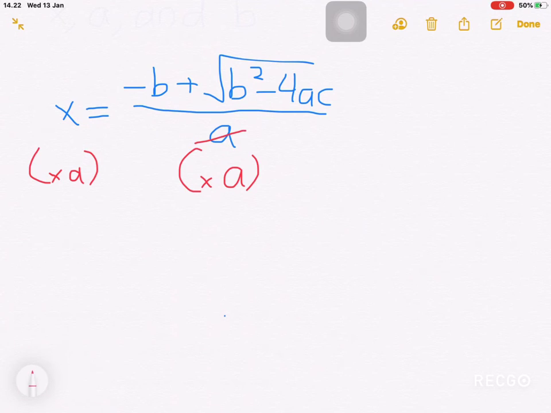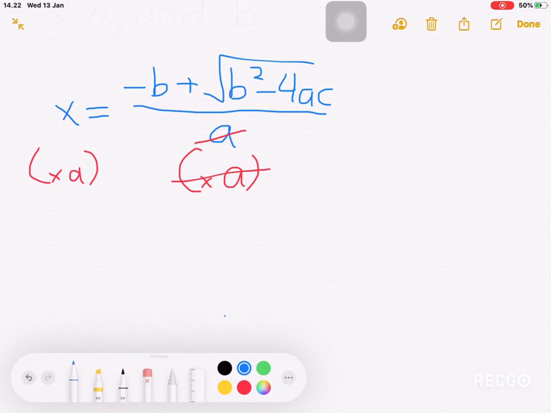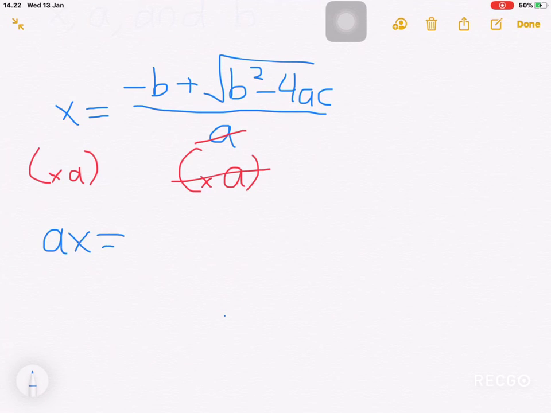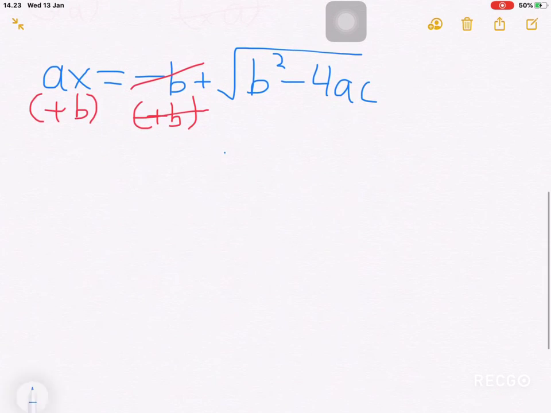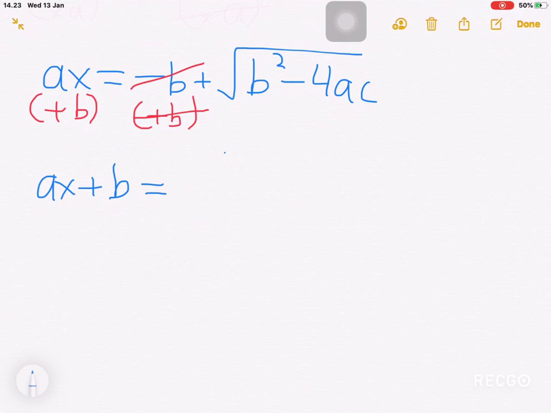So this part and this part will cancel, and the left hand side will become ax is equal to this whole thing right here. There we go. And then next we can add b on both sides. So this negative b will cancel, just like so. So I'll just scroll down the board a bit. And we'll have ax plus b, and this is equal to the positive square root of b squared minus 4ac.